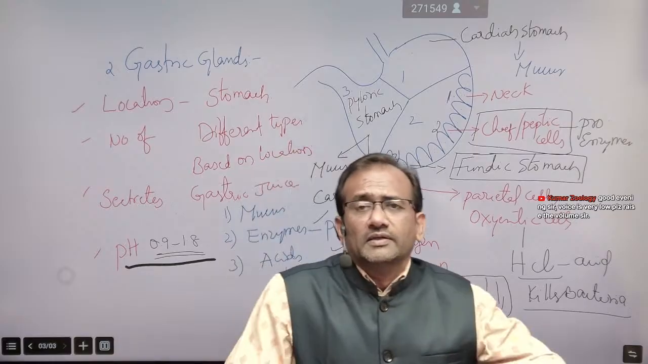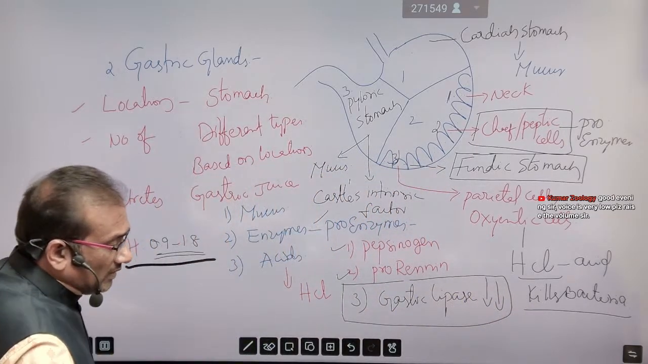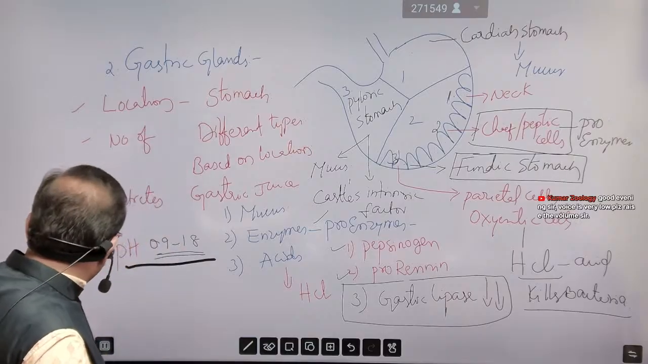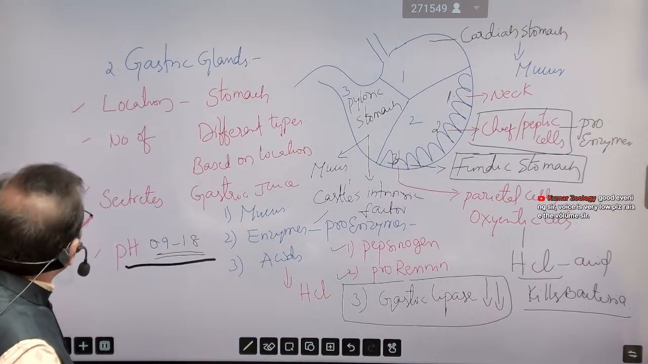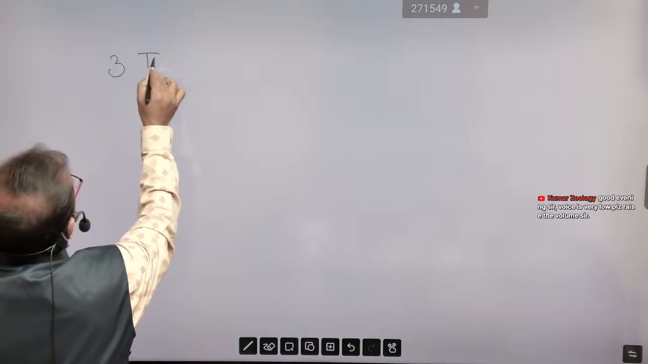Right. So next, the third type of glands are known as intestinal glands.